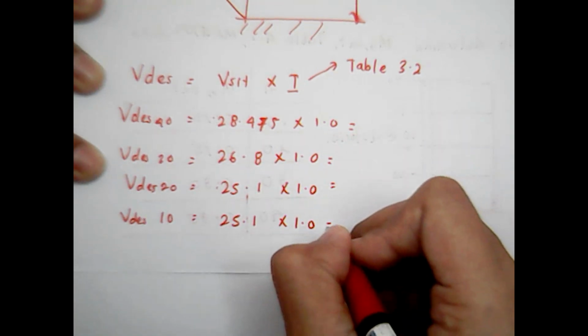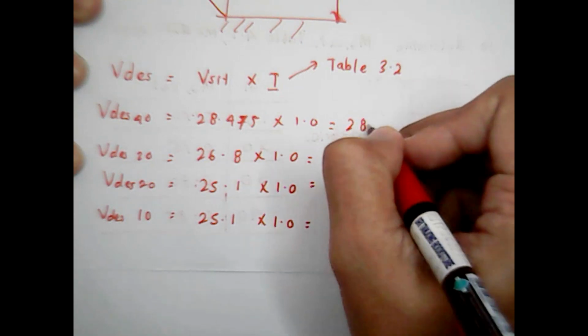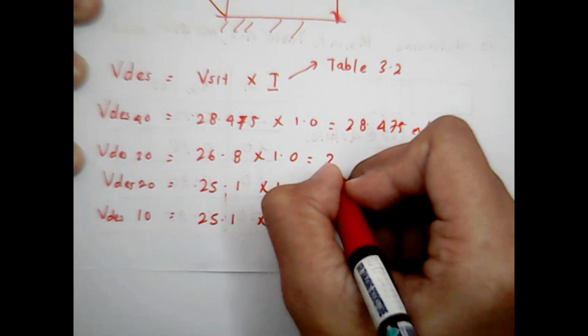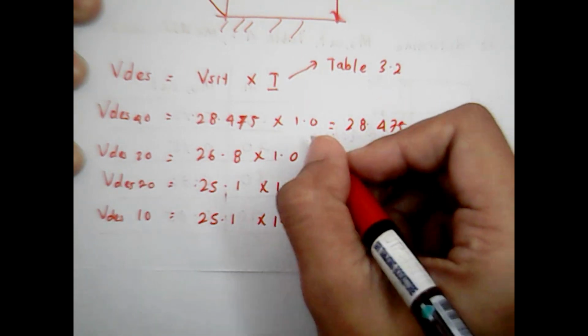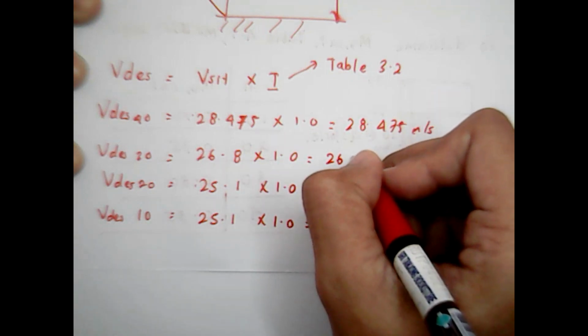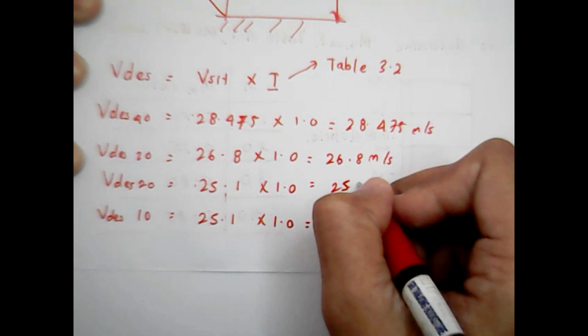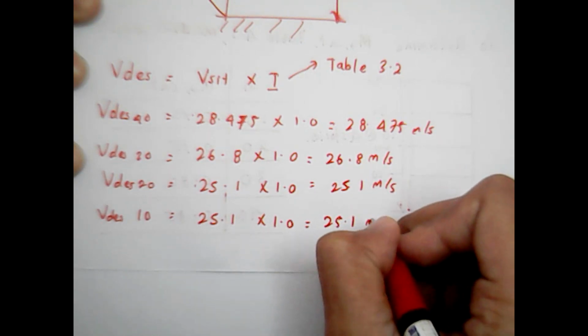So what I'm trying to say is that the design wind speed is more or less similar to the basic wind speed, because the importance factor here is 1. Otherwise, if the importance factor is different, then you might have a different value of V dash. So this is 25.1 meters per second.